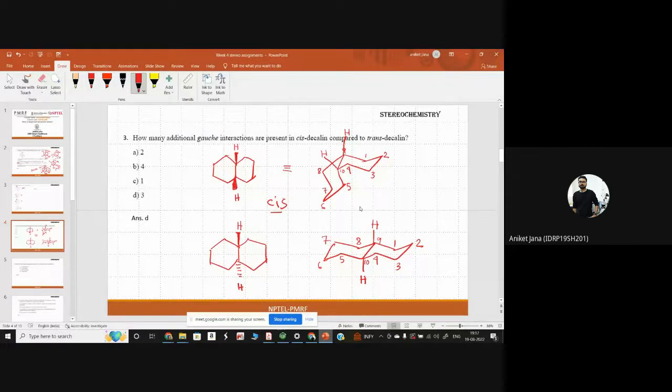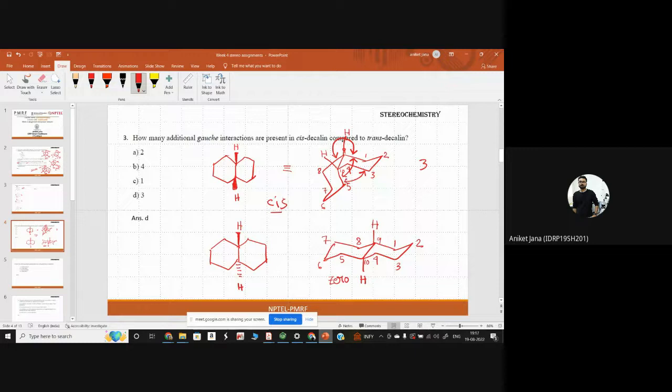Now can you tell me from the picture, how many gauche butane interactions are possible here? There are 15 gauche interactions in cis and 12 in trans. So if we calculate the effective one, then in trans there are 0 gauche butane interactions, and in case of cis, there are 3. One is this one, another is this one, and another is this one.